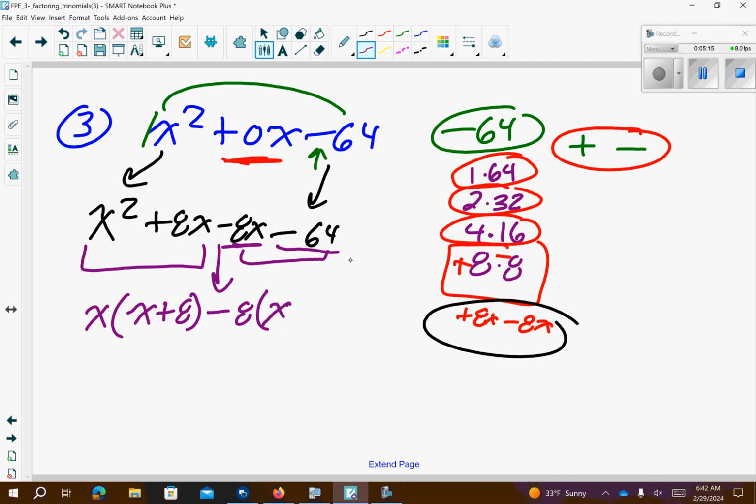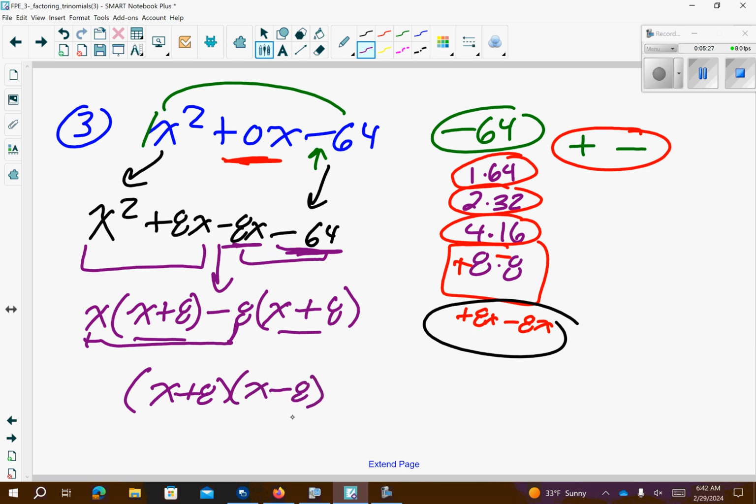If I factor a negative 8 out of that, I'm going to get a positive 8. Notice those are the same, and whatever I have left goes in the other one. So I have two of the exact same binomial. They just flip-flop each other.